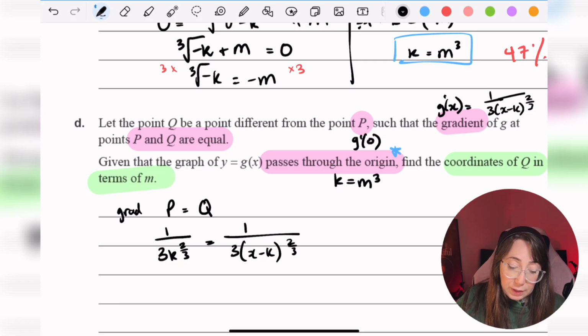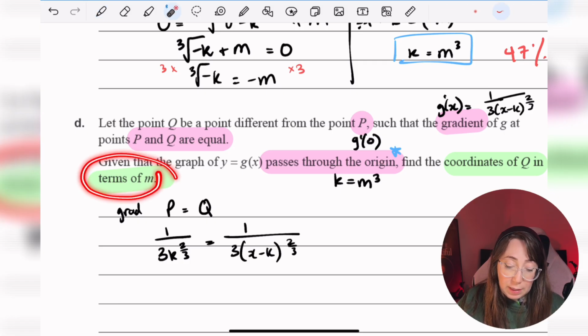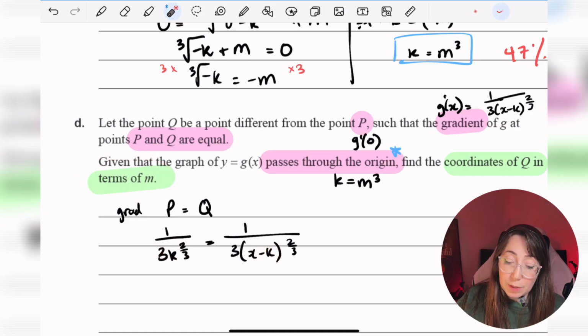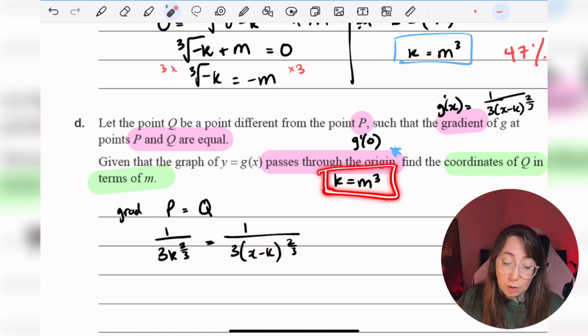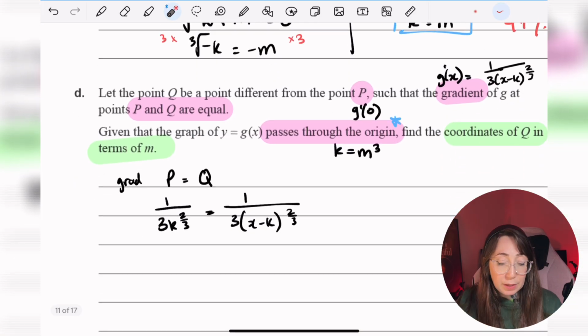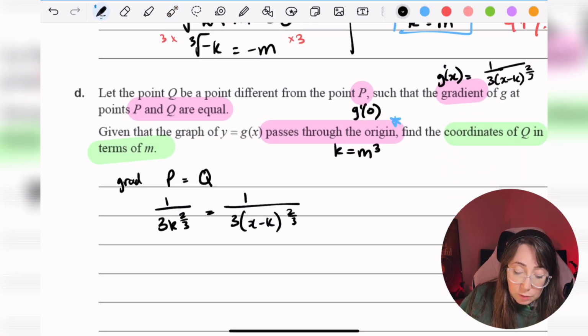Now the question specifically tells me that it wants it in terms of m, and the problem is I have it in terms of k right now. We don't want that. However, because it passes through the origin based on what we found in part C, we know that k is equal to m cubed. So let's get rid of those k's right off the bat and put m in so that I'm already on track. This will also help me in simplifying the equations, as you're going to be able to see in a sec. I'm just going to write that out properly. m cubed to the 2/3.